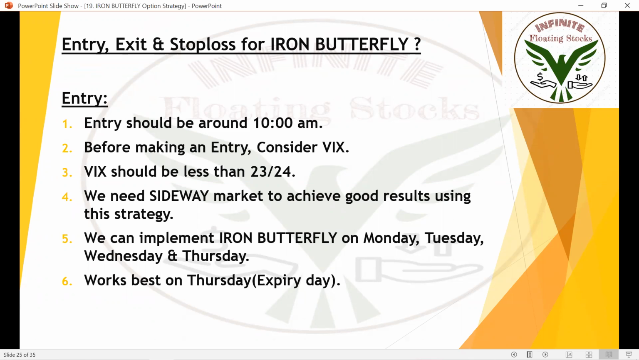You can implement it on every day and it gives good results on Wednesday and Thursday, on expiry day, because this strategy is an extension of short straddle. What is short? Short is nothing but selling. Selling is nothing but we want premiums to come down. So on expiry day, theta will be more powerful, and theta will help us to bring the premiums down. So the strategy gives better results on expiry day, which is on Thursday.